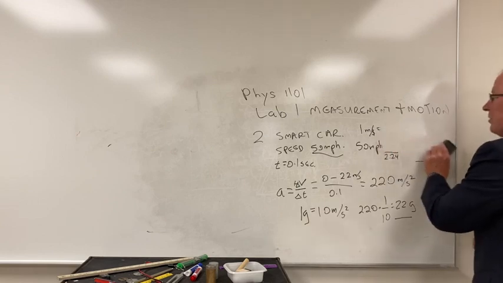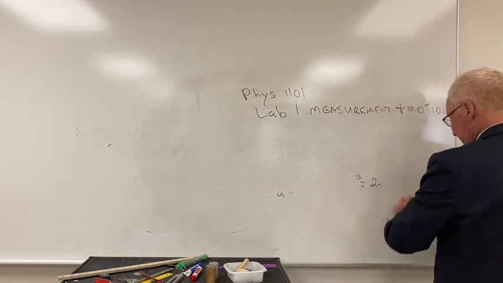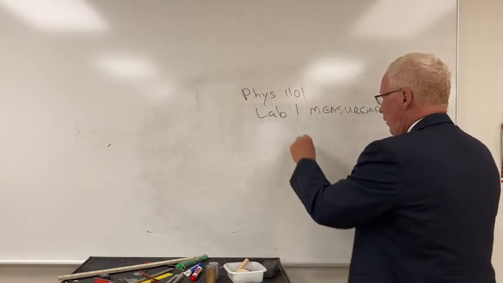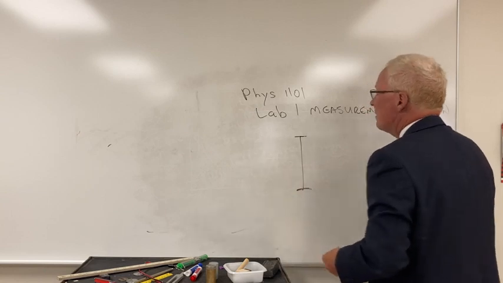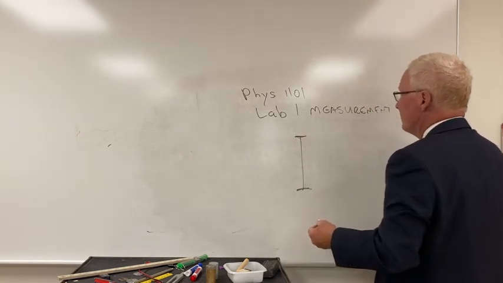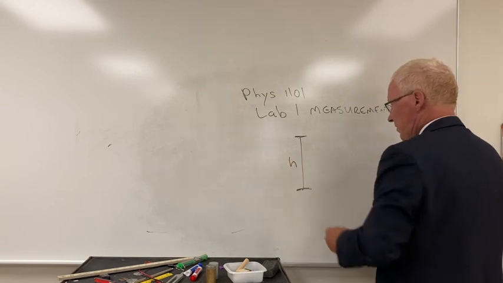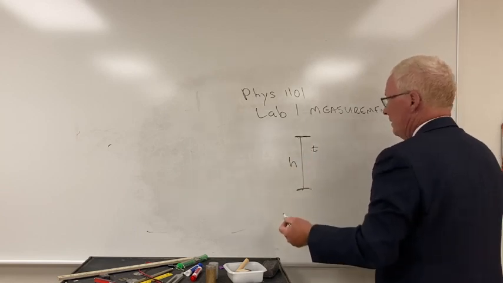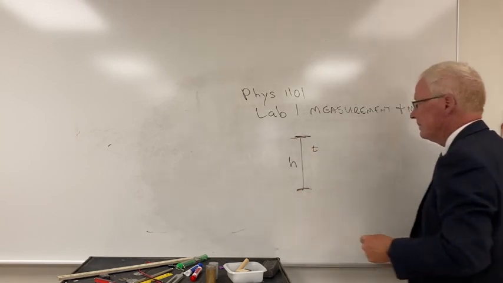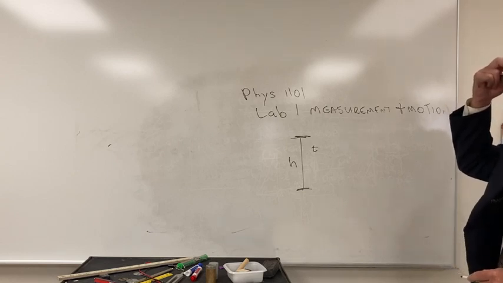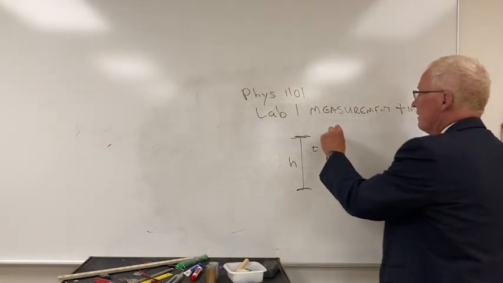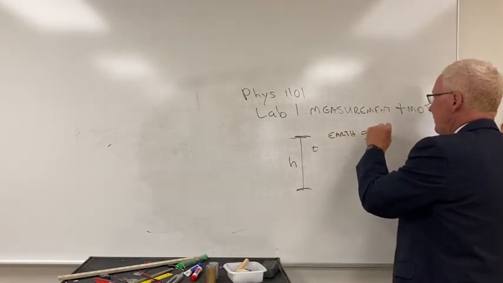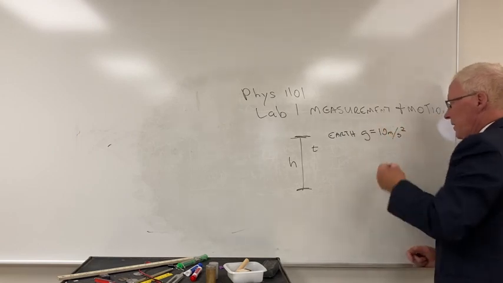All right, and the last question is on the Apollo. If you have something in free fall on Earth, you're going to measure the height, which would be h, and the time for it to fall, t. On Earth, g is about 10 meters per second squared, 9.8 meters per second squared.